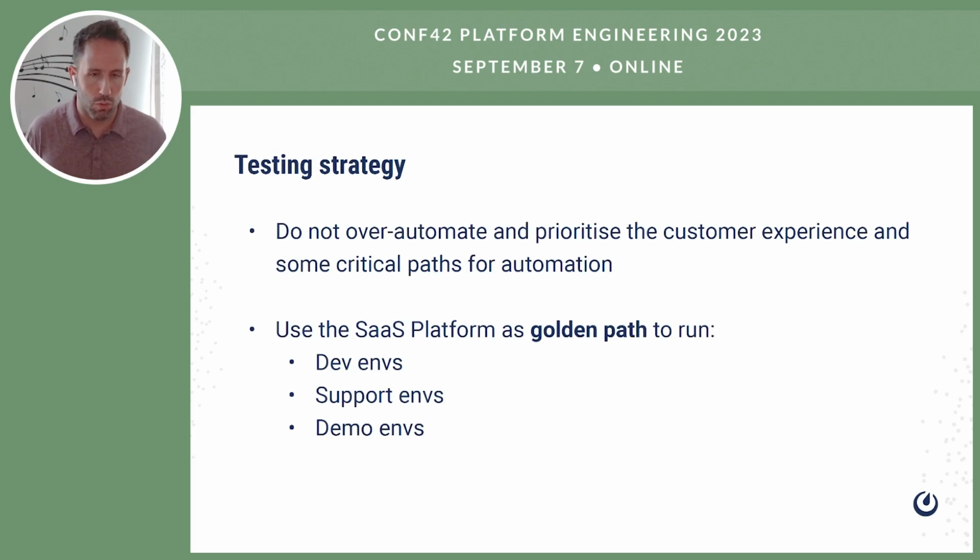So we refined our testing strategy and we decided that we should not over-automate, and we need to prioritize only the customer experience and some of the critical paths for automation around integration and end-to-end testing, and use the SaaS platform as a golden path to dogfood the platform with test and dev ends, the support ends, and the demo ends, and we will see how we can do that.